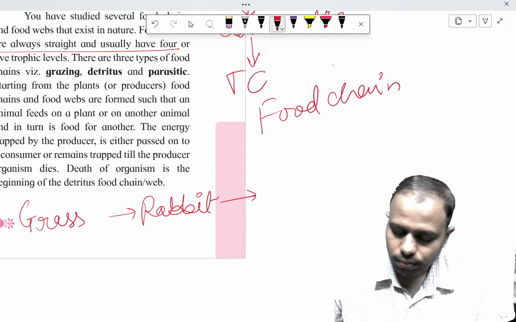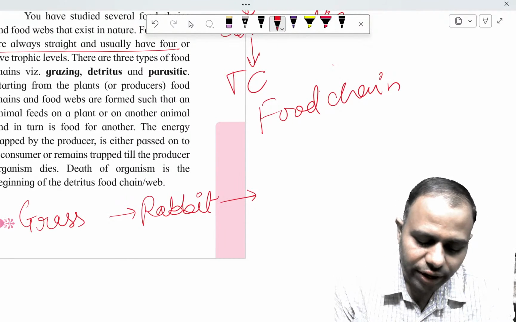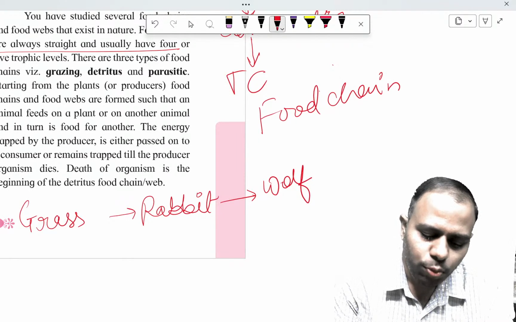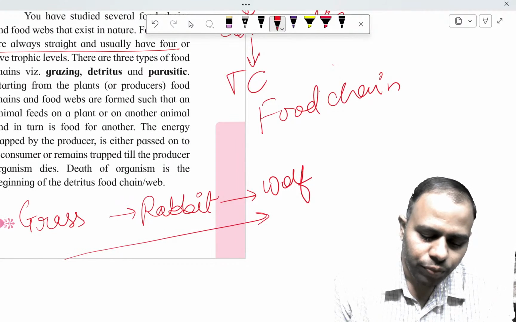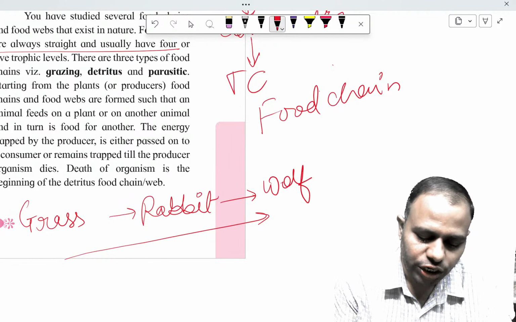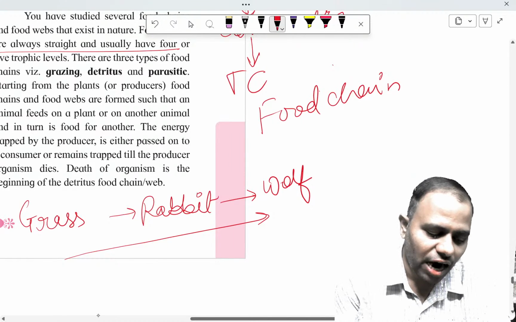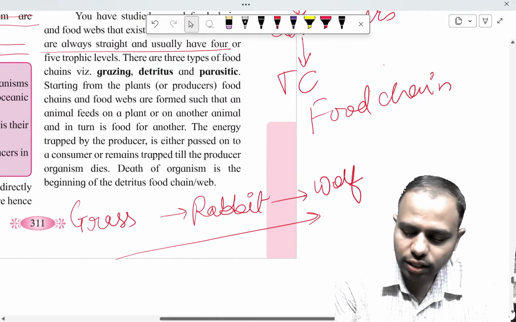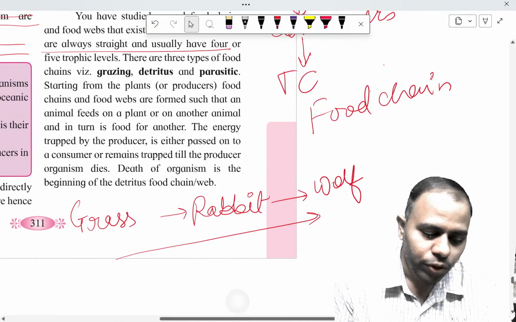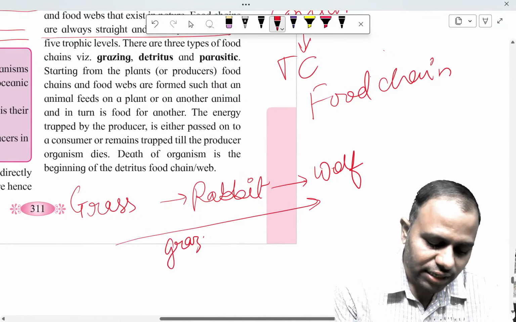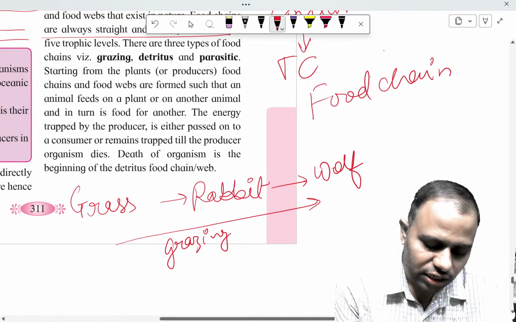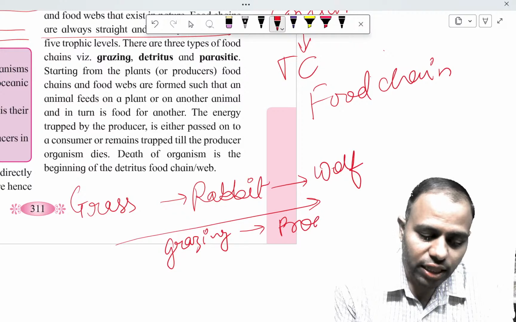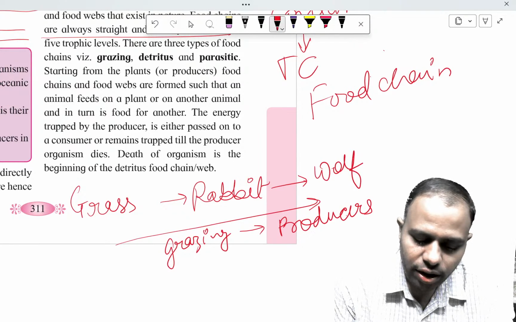This rabbit is eaten by lots of organisms. We will put the name wolf. So this becomes a food chain. It starts with grass, then it is eaten by rabbit, and rabbit is eaten by wolf. Now this is called a grazing food chain. Why? Because it always starts with the producer. Remember, a grazing food chain always starts with the producer.